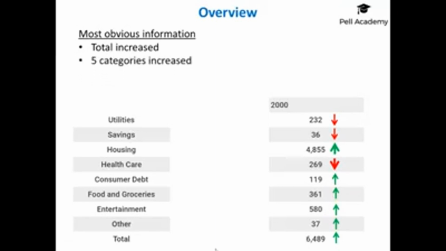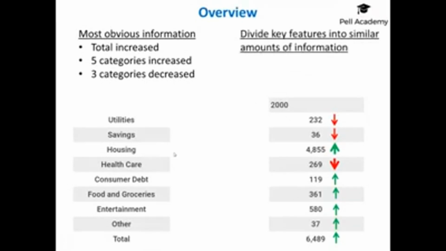The next one, 5 of the categories increased, and 3 of the categories decreased. So I'm not including my total as a category because that is all of them together. So it's not really an individual category. So my total increased, 5 individual categories increased, 3 decreased. Now, what I want you to do is divide the key features into similar amounts of information. So we talked about this in previous demo lessons, but basically you don't want to have one category in one key feature and then 8 categories in the next key feature. You want to have kind of an even, or at least as even as possible split.